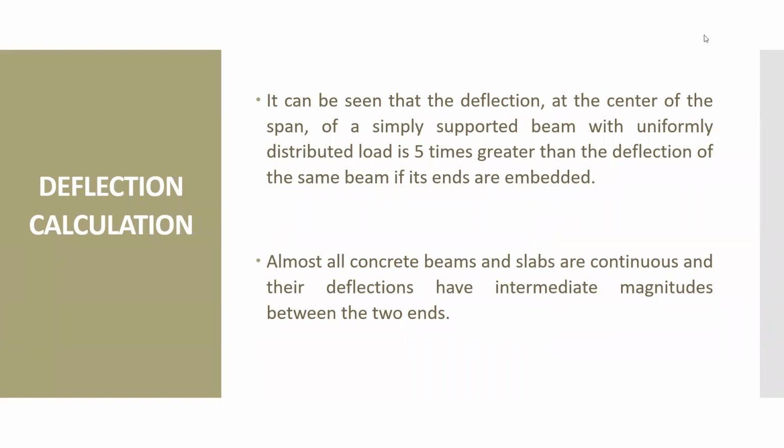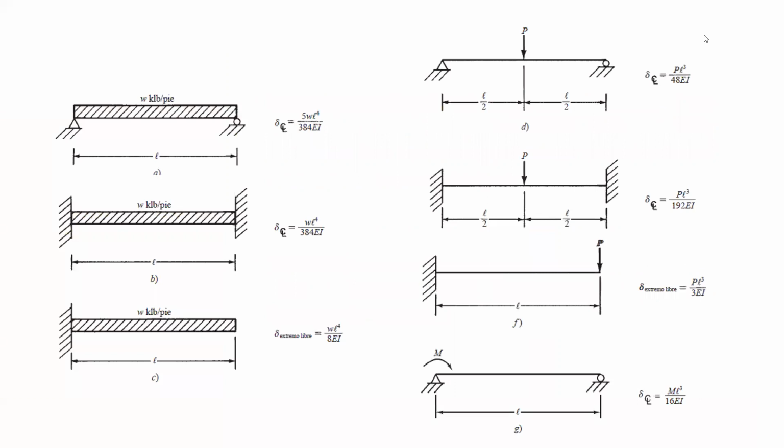Deflection calculation. It can be seen that the deflection at the center of the span of a simply supported beam with uniformly distributed load is 5 times greater than the deflection of the same beam if its ends are fixed. Almost all concrete beams and slabs are continuous, and their deflection has intermediate magnitudes between the two extremes.